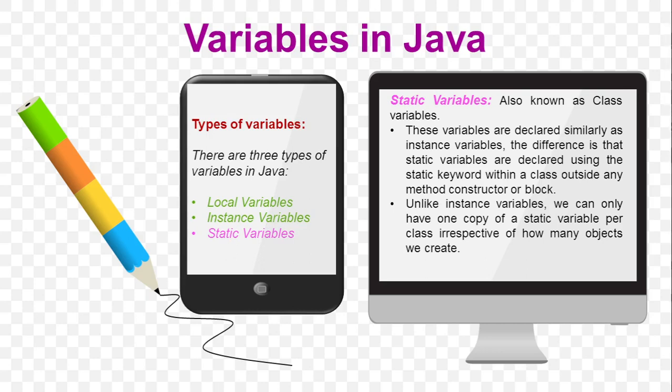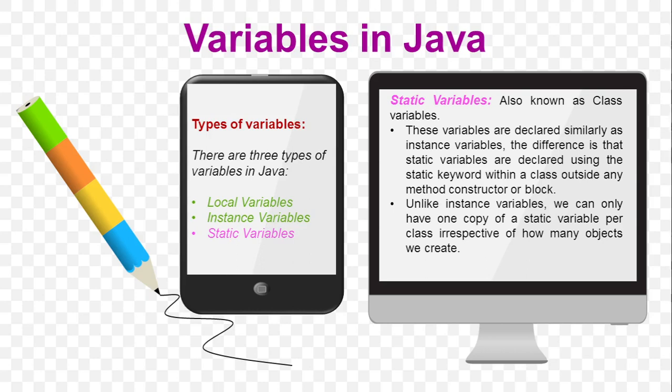So these static variables are declared similarly to instance variables. The difference is that static variables are declared using the static keyword within a class, outside any method, constructor, or block. Instance variables can be defined only outside a method, outside a block, and outside a constructor. Similarly, a class variable, a static variable, can be defined outside a method, constructor, and block only. But the difference here is that for a static variable you have to use the static keyword.